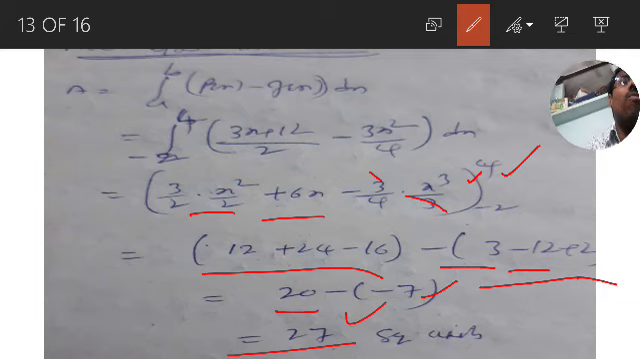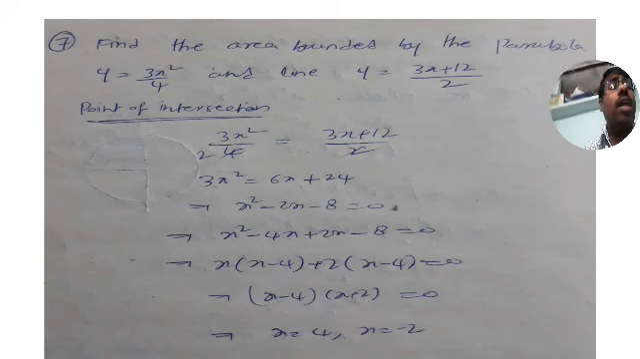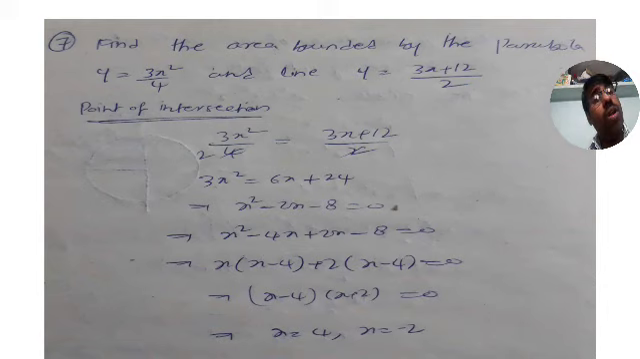So this is my problem. I want to repeat this because in area between the curves we are covering only one problem. It takes more time, that's why no intersection points are given.